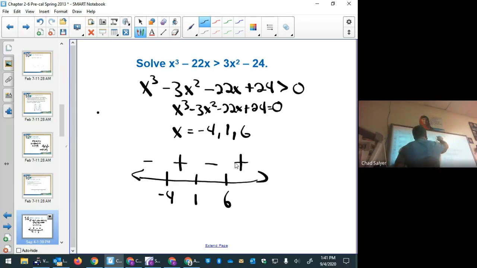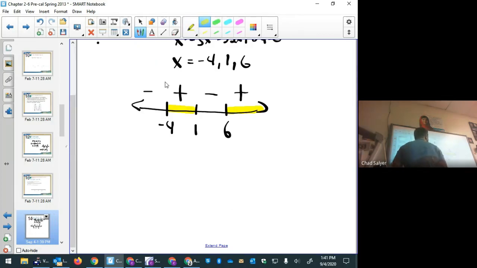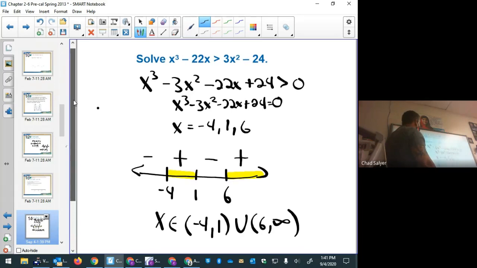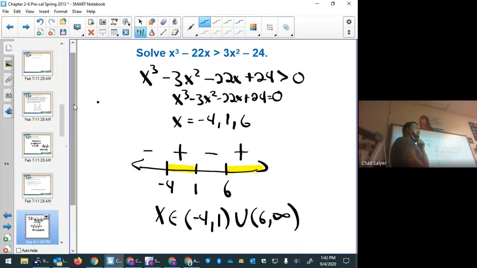So where is this greater than? Here and here. So the solution is going to be like so. And once again, we're not "or equal to," so we don't include any bounds. Stop me if you have a question. Something's unclear to you, perhaps.